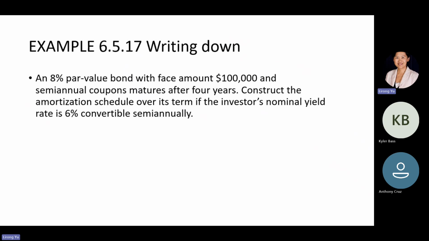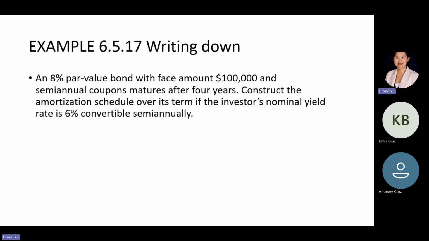Now this one is an 8% par value bond with a face amount of 100,000 and semi-annual coupon payments, maturing after 4 years. Construct an amortization schedule over its term if the investor nominal yield is 6%. We should notice that this is a par value bond. So if it's a par value bond, then F equals C. That means the coupon rate does not have to be modified. So G equals 8%, and I is 6%.